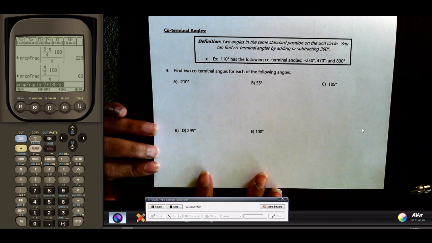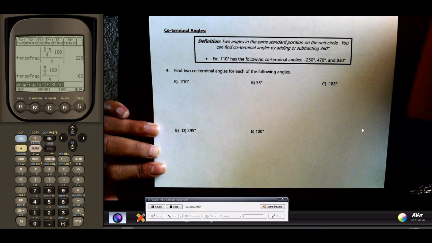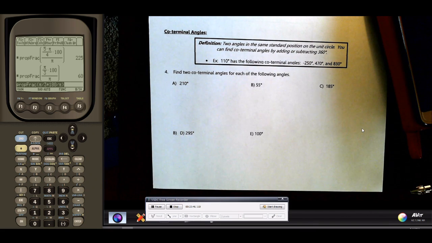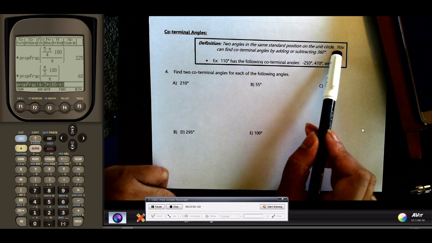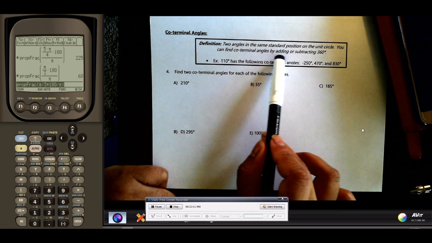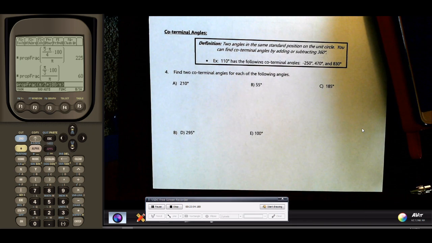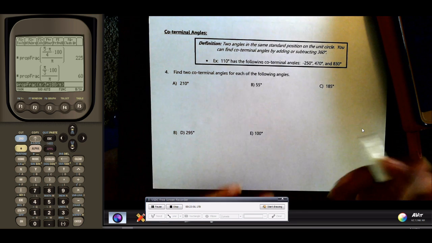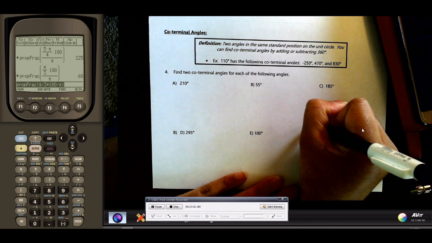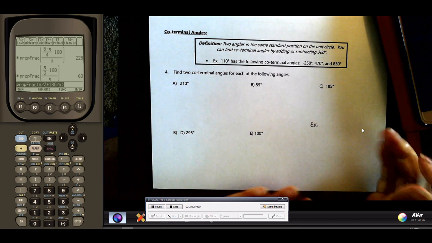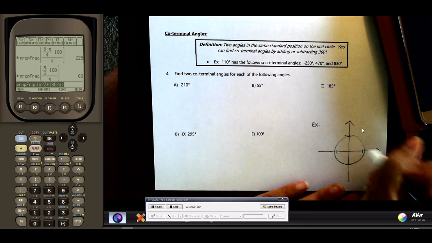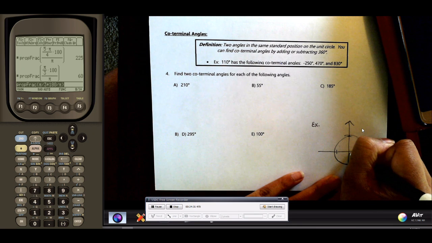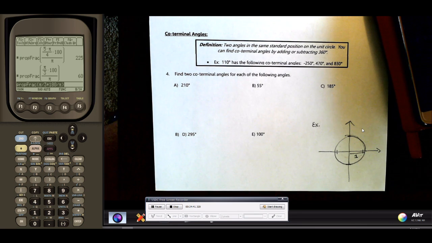All right, coterminal angles. So from here, we're going to start with the definition of a coterminal angle. It's two angles in the same standard position on the unit circle. You can find coterminal angles by adding or subtracting 360 degrees. I'm going to do this example down here because I want y'all to see what exactly we're talking about here. So the unit circle, by definition, is a circle with a radius of 1 centered at the origin.